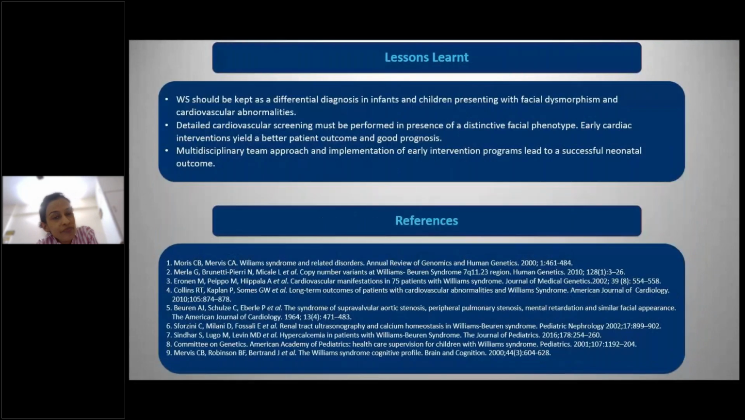The last slide. Yes. So finally, the lessons which we learned from this are: number one, Williams syndrome should be kept as a differential diagnosis in infants and children presenting with facial dysmorphism and cardiovascular anomalies. Detailed cardiovascular screening must be performed in presence of a distinctive facial phenotype. Early cardiac interventions yield a better patient outcome and a good prognosis. Multidisciplinary team approach and implementation of early intervention programs lead to a successful neonatal outcome. And those are the references below.